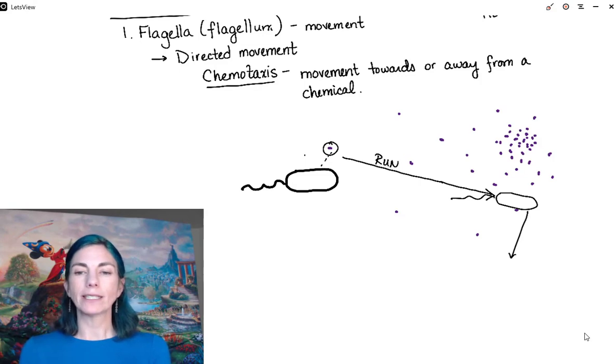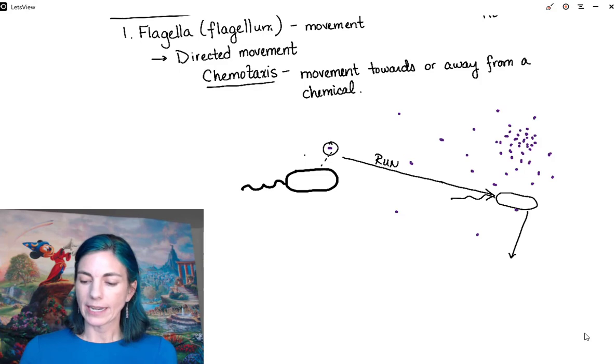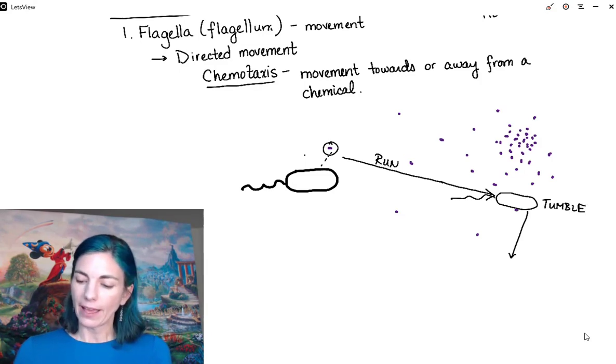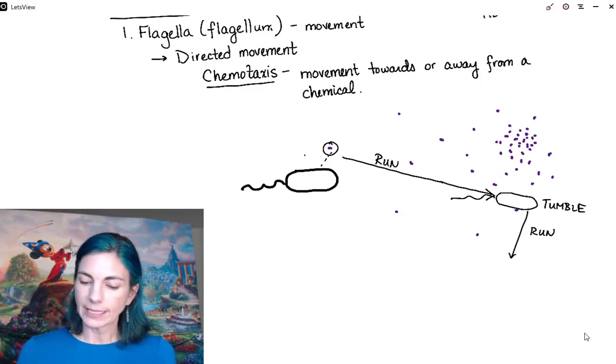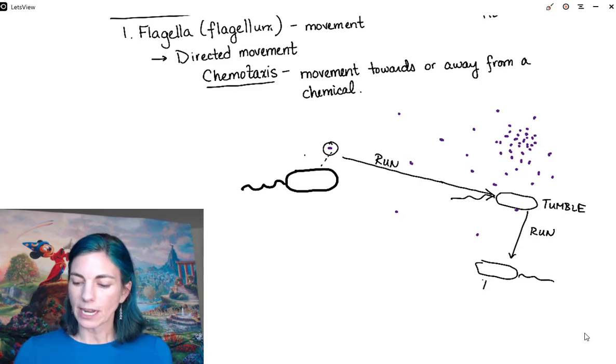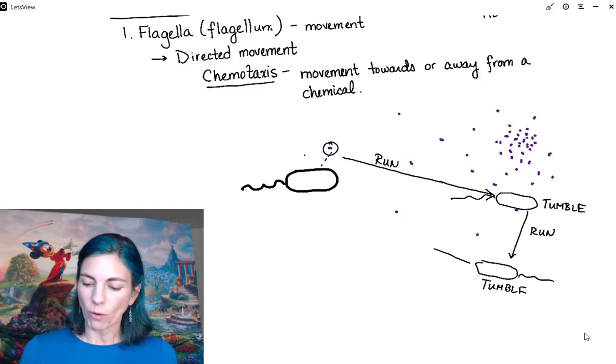So let's say it runs in that direction and it's getting closer and closer, and then it kind of reorients itself with a tumble. Like, I'm starting to run away, so let's see if I can find it. And then I'm going to run this way. It's just random. It doesn't know which way to go. And it realizes that when it does that, it's moving too far away, so it's going to tumble again. And it's going to try to reorient itself up.